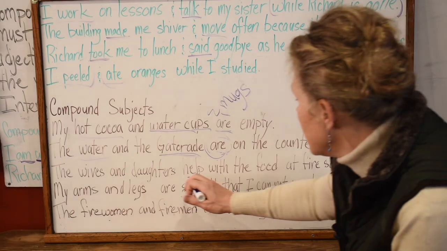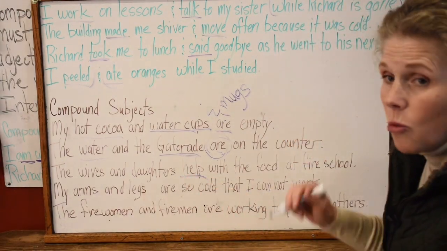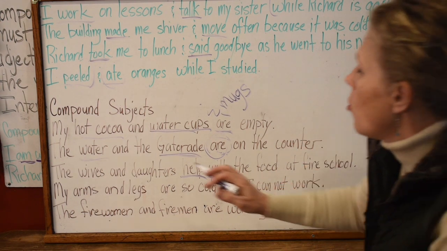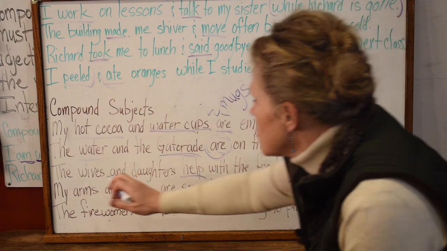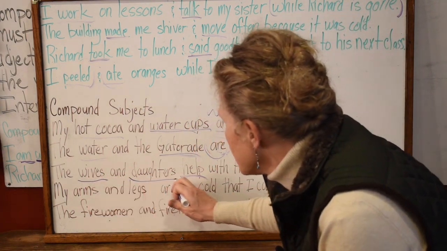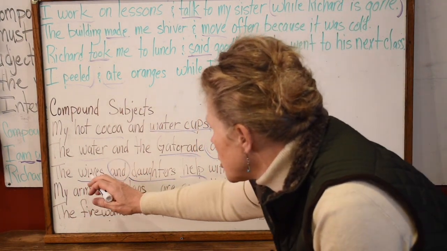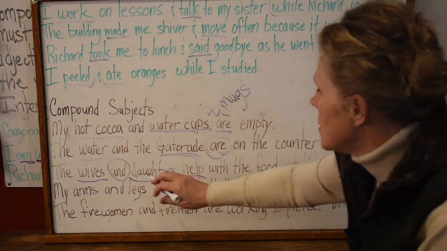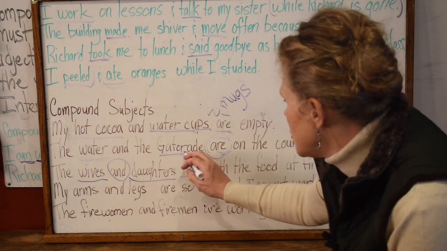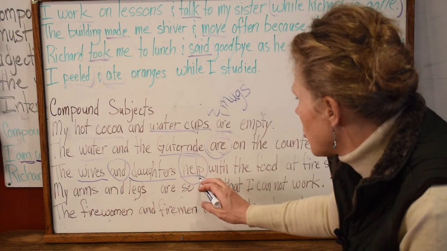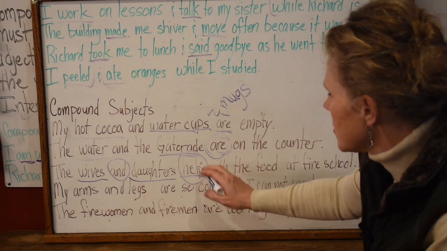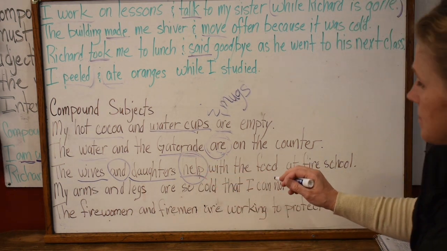Okay, the wives and daughters help with the food at fire school. Okay, what's your verb? So help, and so what's your compound subject? Wives and daughters. So wives, daughters, here is your coordinating conjunction. These two are your compound subjects, and it's relating to the word help. This is taking the plural verb, even though it looks singular, it's plural, right?